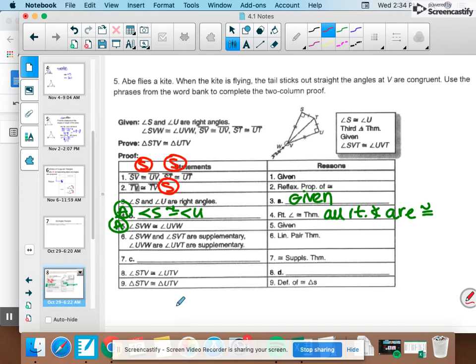So now I can say that SVW and SVT are supplementary, and UVW and UVT are supplementary. Now that's from my picture. If we look at it, we've got a linear pair here. So if those angles are congruent to each other from step 5, and then we're saying that they're supplementary, then we can use congruent supplements theorem to say that angle SVT is congruent to angle UVT. And right there I've got my third angle. So again, I have three sides that I said were congruent, and now I have three angles that are congruent.